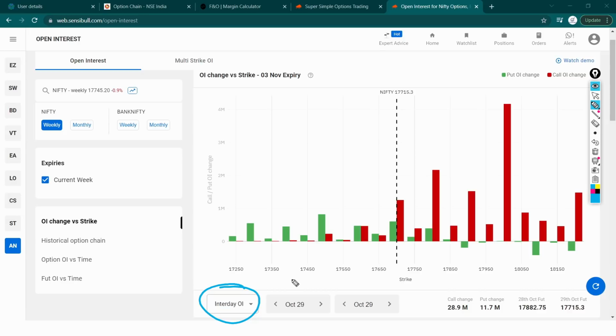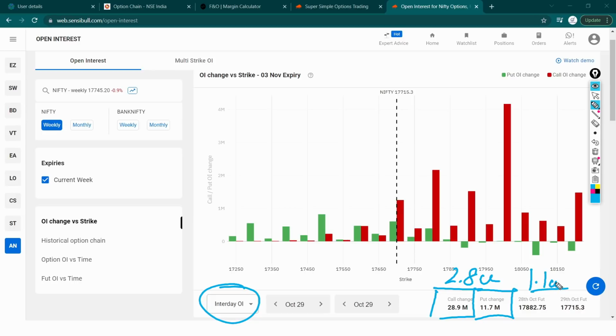Today you can see that OI on the call side has changed by 28 million, or 2.8 crore contracts, right? So what does it mean? 2.8 crore contracts of OI on the call side means people are expecting the market to be bearish. So what about the put side? On the put side, only 11 million has been added, which is 1.1 crore.